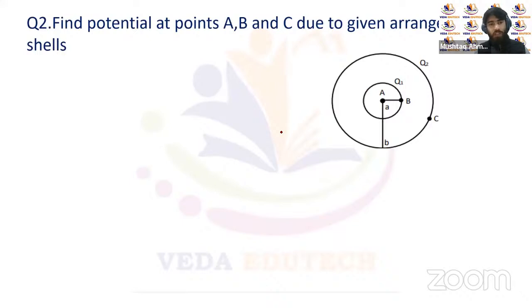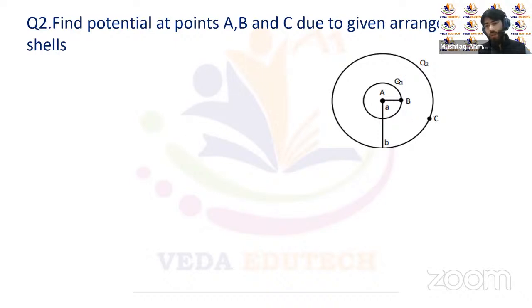So let's discuss here question number 2 with respect to the potentials. The question is: find the potential due to a given arrangement of shells. We have two shells here. You can see in this picture the shells. A is the center of the inside shell, B is the point on the surface of the inside shell, and then C is on the outside shell.